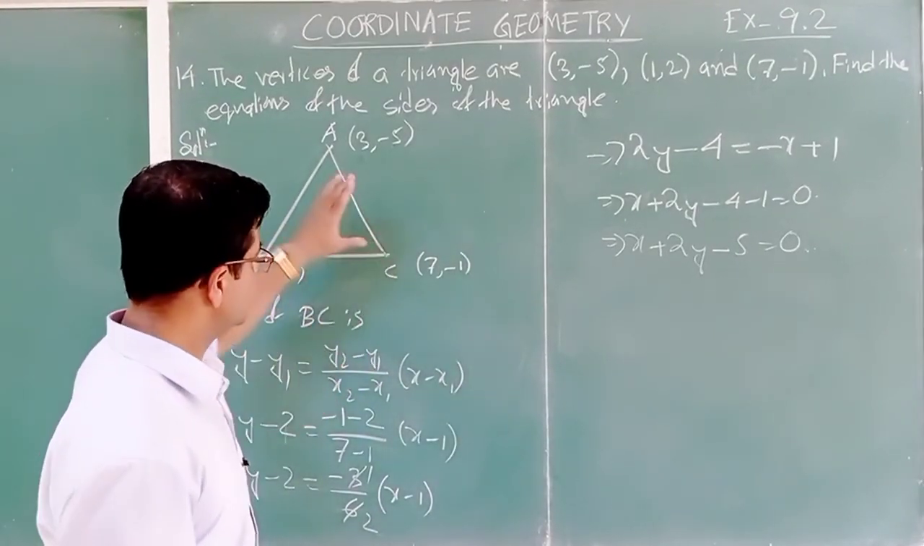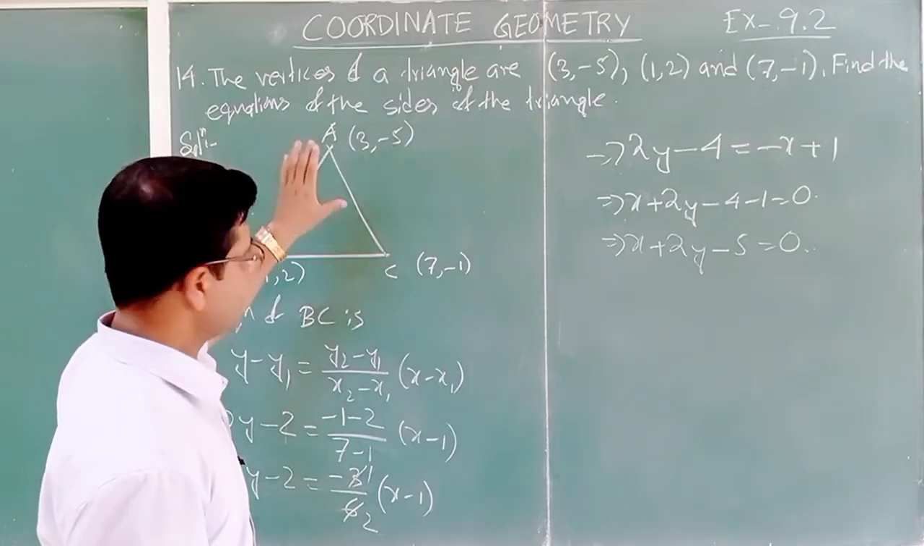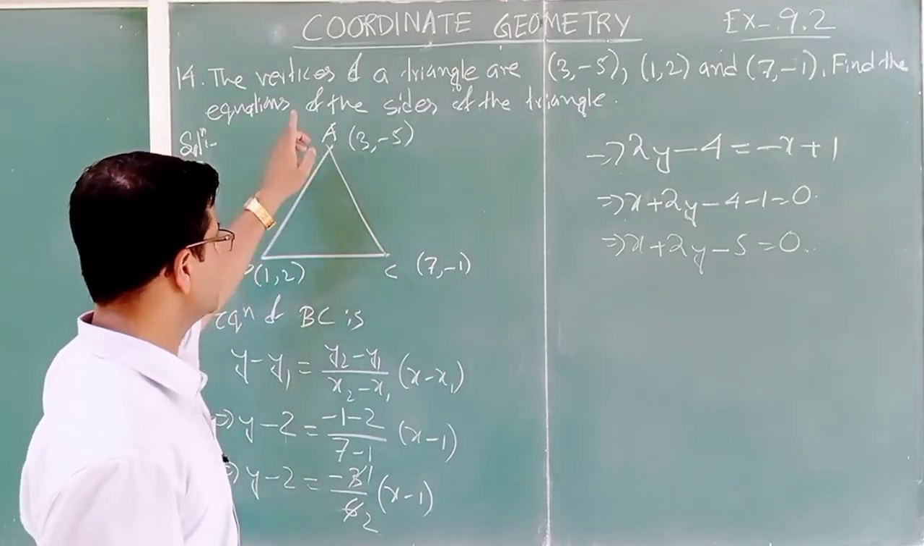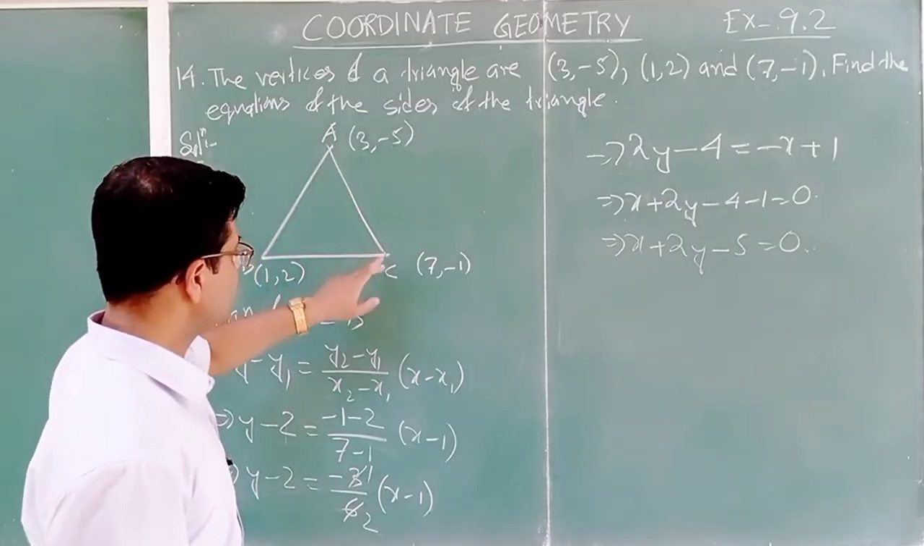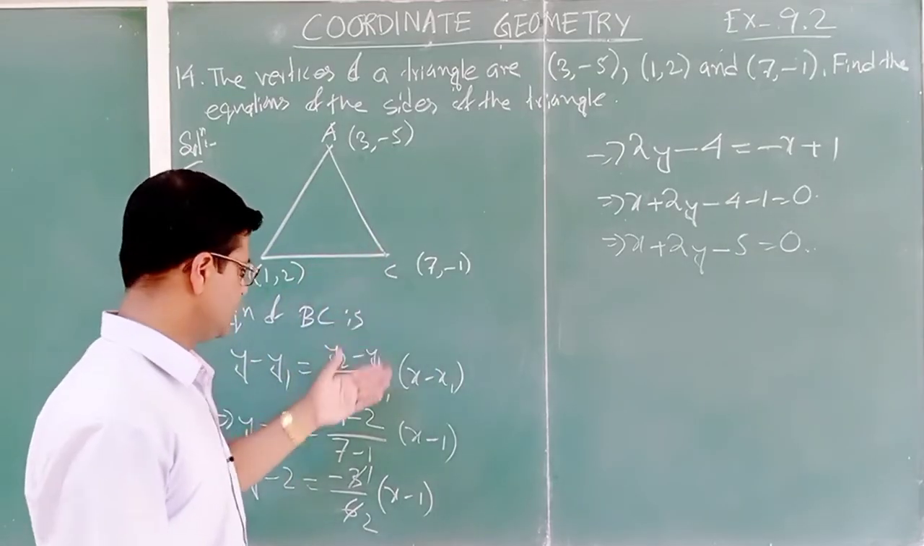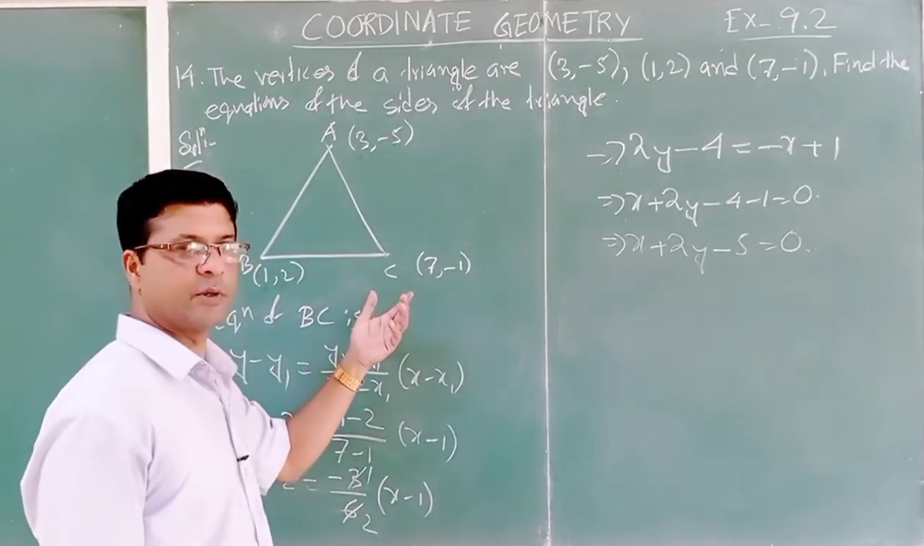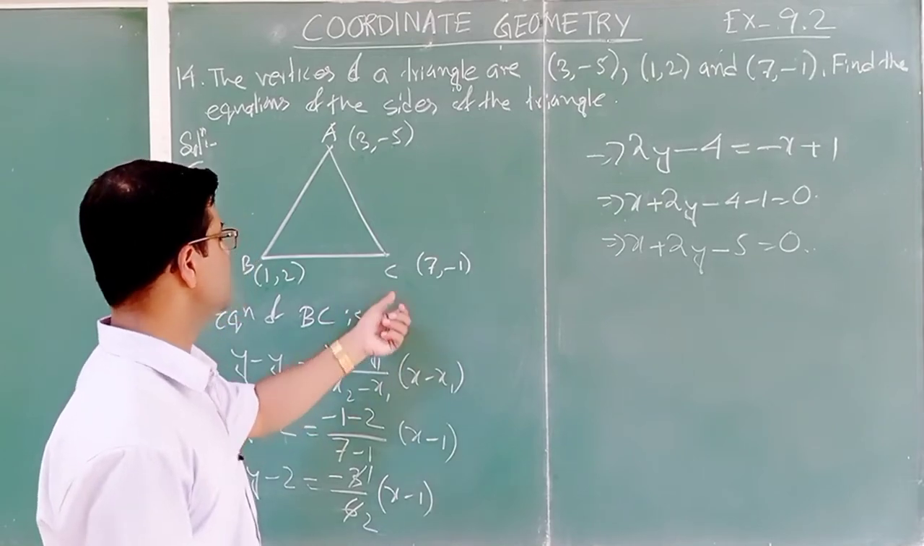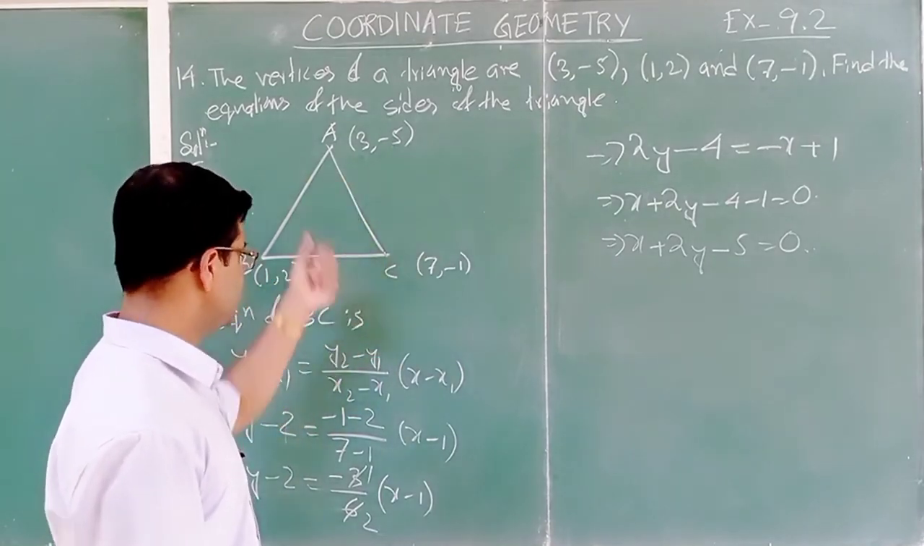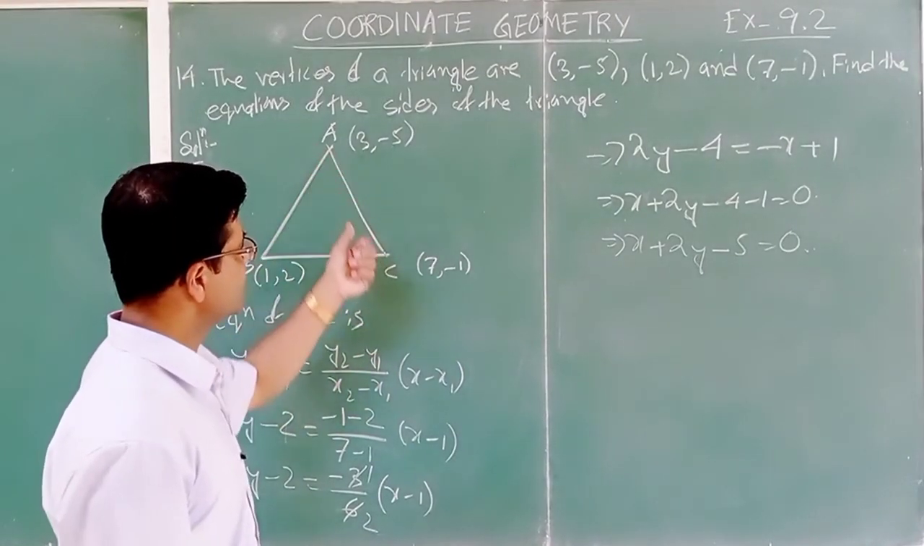Alright, but I have done some mistake while finding this equation of AC. Here I wrote the equation of BC. Please correct here. In the second case I am talking about, please change it. The equation of BC we wrote in the second case, please make it the equation of AC.